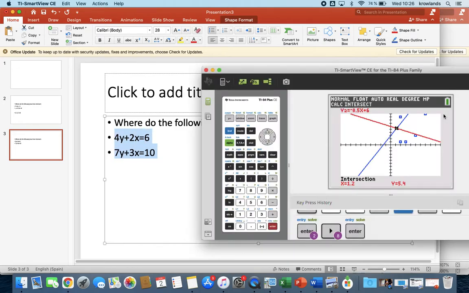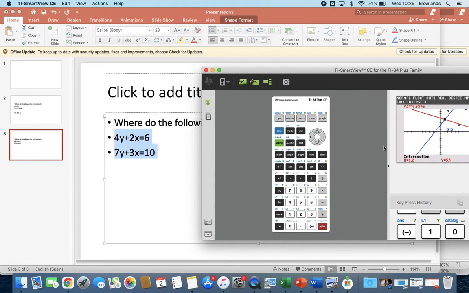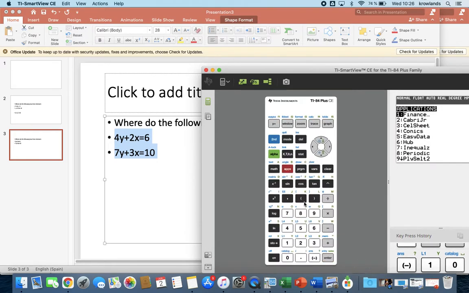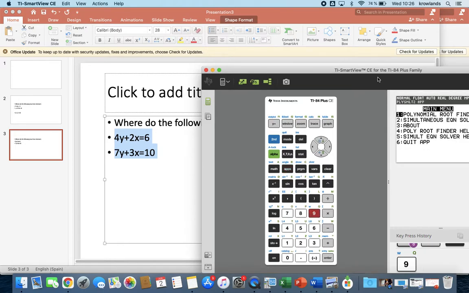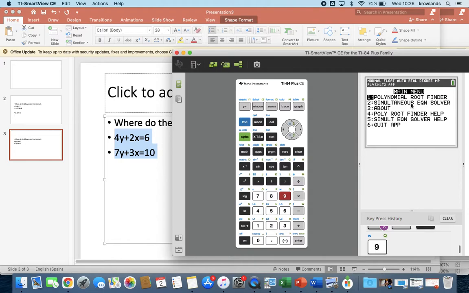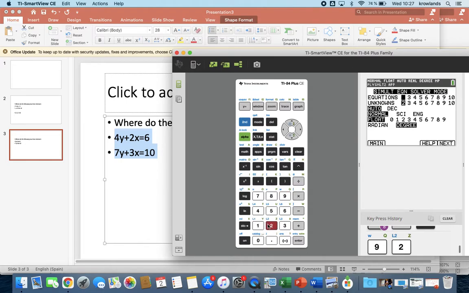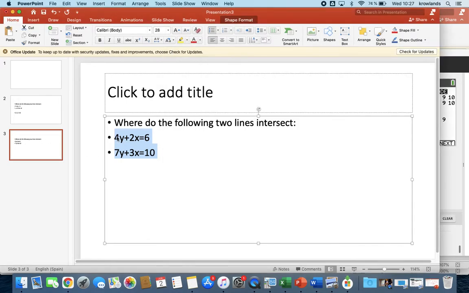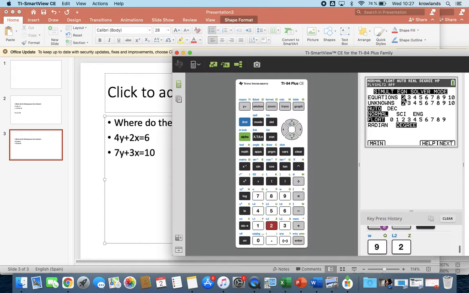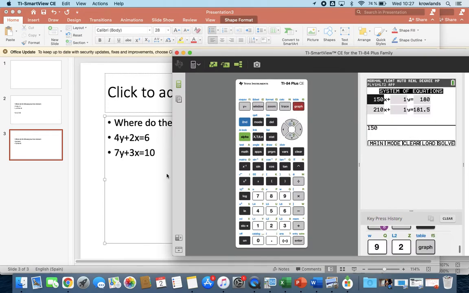If it's in this format, what you have to do is something slightly different, which is a little bit more complicated. What you need to do is press the apps button. We're going to go to PlySmlt, which happens to be number 9. We're then going to press simultaneous equation solver. This is a simultaneous equation because we've got two equations with two unknown variables. So we know that we've got two equations with two unknowns. We're going to press next, which is the graph button. Then we just need to type this system of equations in.